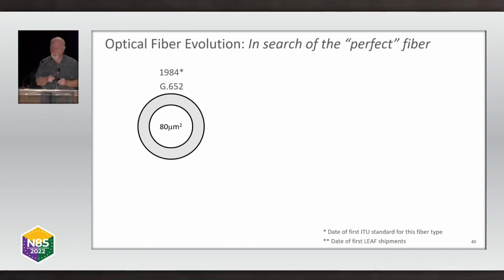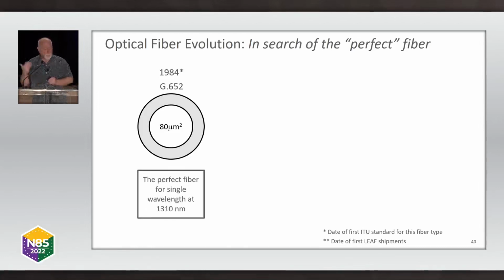So G652 was specified in 1984. This is the perfect fiber for single wavelength operation at 1310 nanometers. Because guess what? The lasers that we could build back in 1984 operated at 1310 nanometers. We couldn't build longer wavelength lasers at that point. Well, we could in a lab, but not commercially for telecoms purposes.